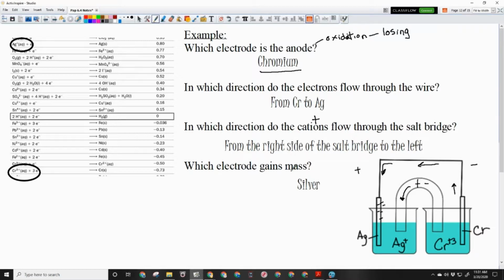Which electrode gains mass? If we have negative electrons here, this positive silver ion is going to be attracted to those negative charges, and so it's going to attach here. So the electrode that's going to gain mass is the silver electrode. All right, pretty simple.